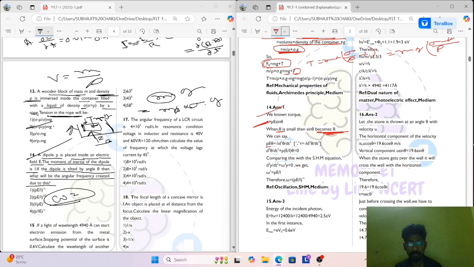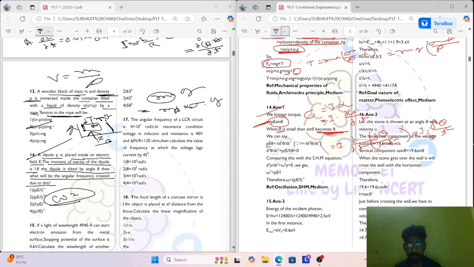Why? Tau is equal to I into alpha. What is alpha? Alpha is equal to d omega by dt. And what is omega? It is d theta by dt. That means it will become I into d2 theta by dt2, right? So from this equation you can put the tau value, P E theta equal to I d2 theta by dt2, and from this equation you can get this.